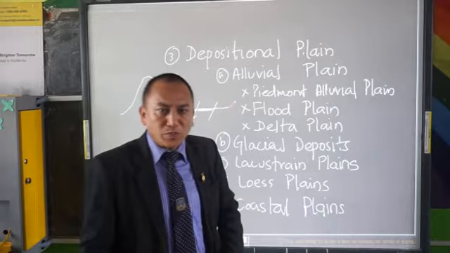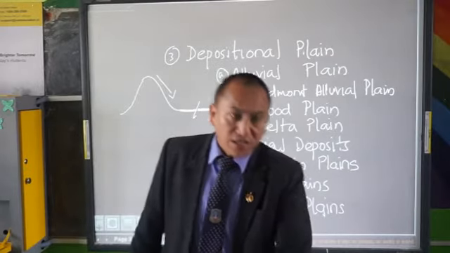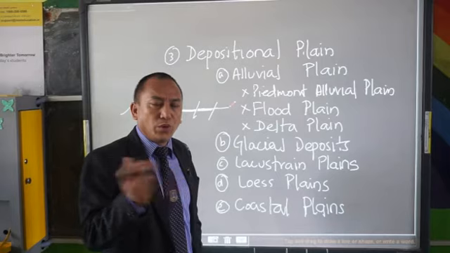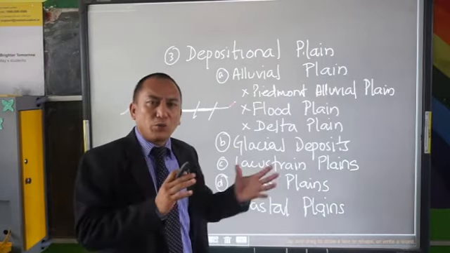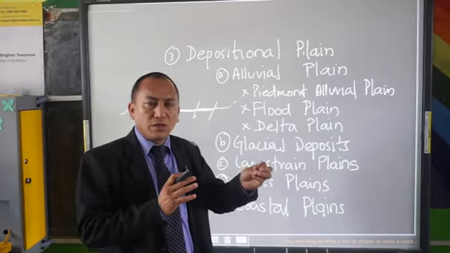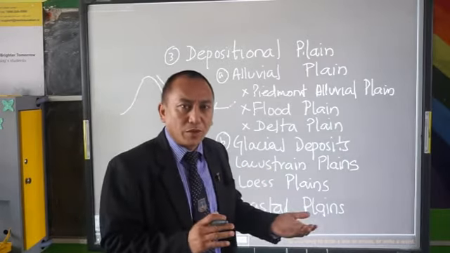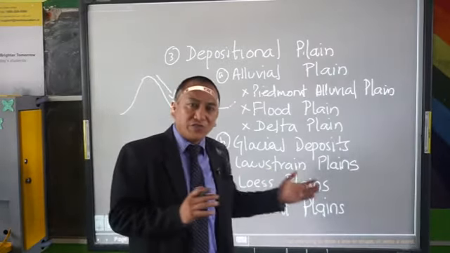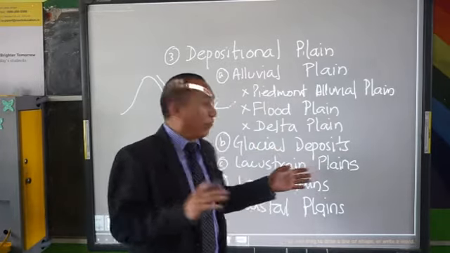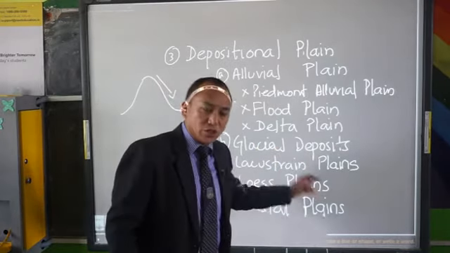Loess plain is basically formed in the deserts. It is mainly formed because of the wind. When the wind blows, it takes away all the sediments, mainly particles of lime which are yellow in color, and these are transferred to the edges of the deserts, forming a plain area called a loess plain.